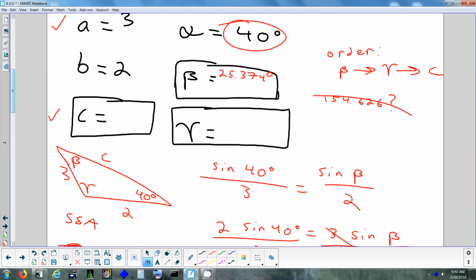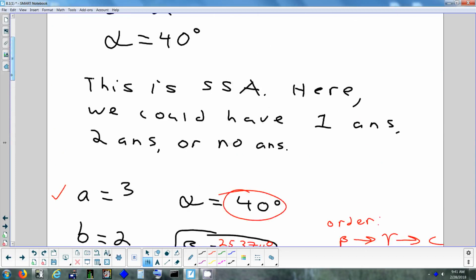Had the second answer worked for beta, then there would have been two answers for beta, two answers for gamma, two answers for C. Not harder, longer. You have to do basically the same problem twice. Whenever you're solving a side-side-angle problem, you could end up with one solution, two solutions, or no solution. The one we just did was the one solution case.